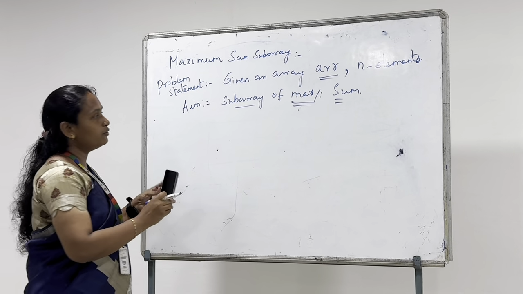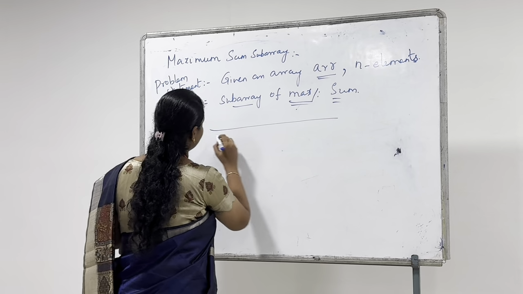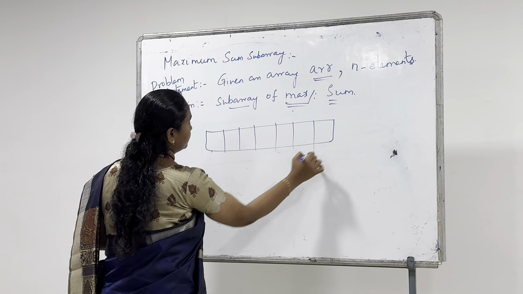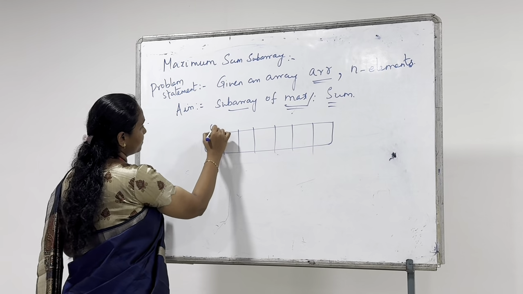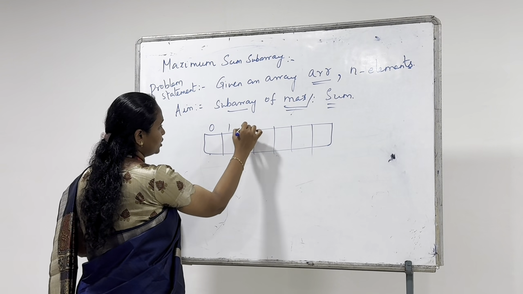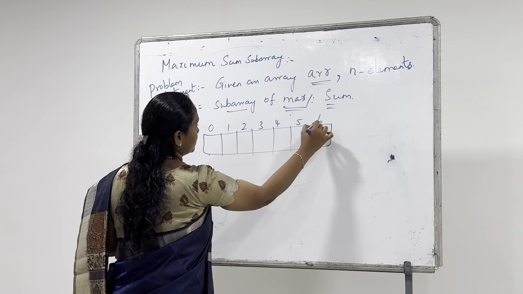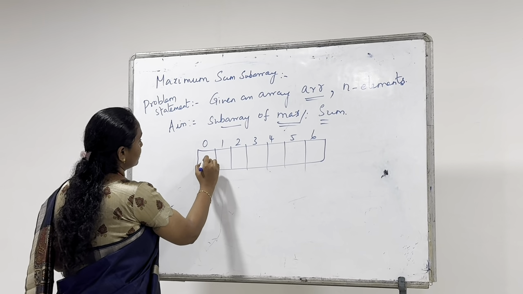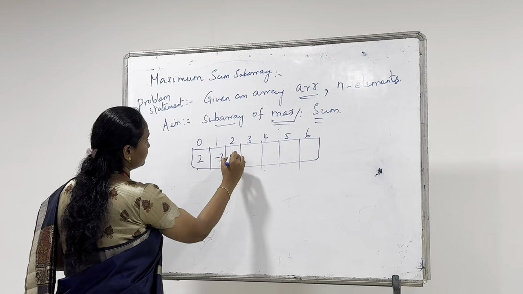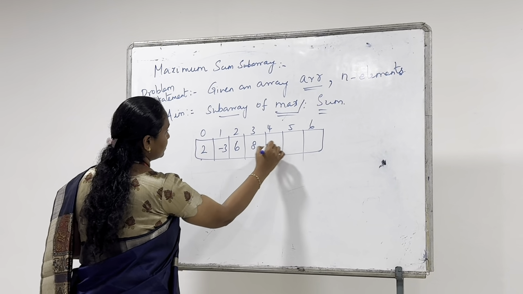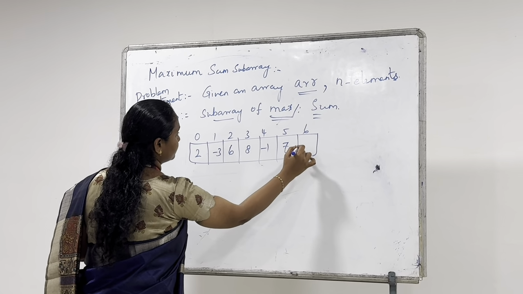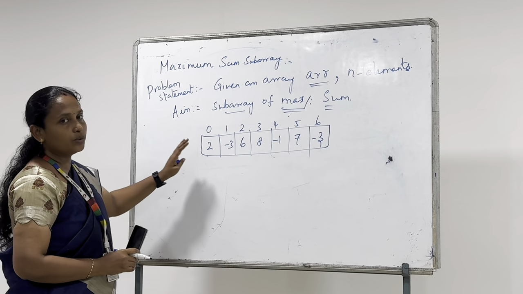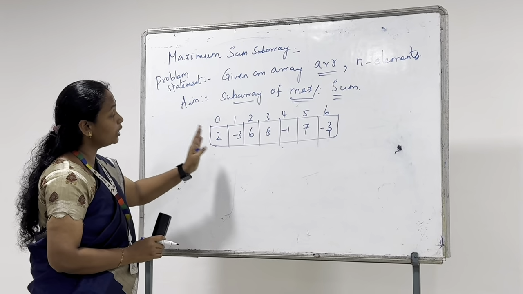So our objective is to find the subarray of maximum sum. Okay. So before that, we need to know what is a subarray. So this is an array. The array index starts from 0. In this array, I am able to store 7 elements. For example, take the elements of the array as follows. So in this array we are going to find the subarray.